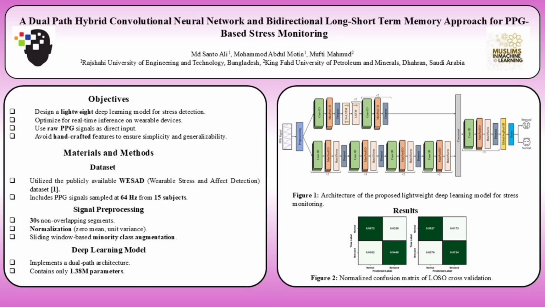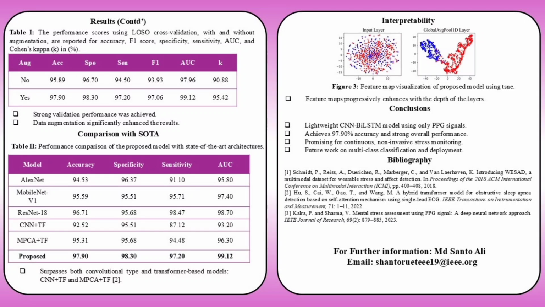Results. Let us now look at how well our model performed. We evaluated our model using leave-one-subject-out cross-validation, both with and without data augmentation. Without augmentation, the model achieved 95.9% accuracy. On the other hand, with the augmentation strategy applied, the performance further improved to 97.9%, along with improvements in other metrics. This clearly demonstrates not only the strength of the model but also the impact of augmentation in handling class imbalance.